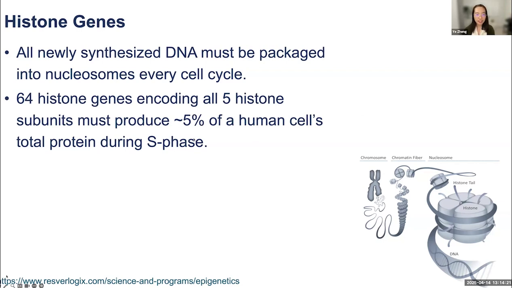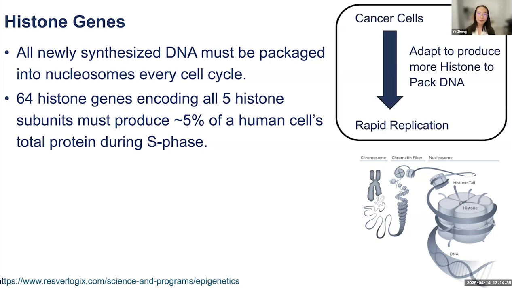However, all those histone genes encode all 5 histone subunits. So they need to be generated in such an efficient way that it can match up with the duplication of the DNA, so the DNA can wrap around it to form a nucleosome so the cell can be replicated. In other words, regardless of whether it's a cancer cell or a normal cell, we need histone to pack the DNA. So for a cancer cell, if it wants to proliferate very fast, it needs to generate histone in a very efficient and fast manner.